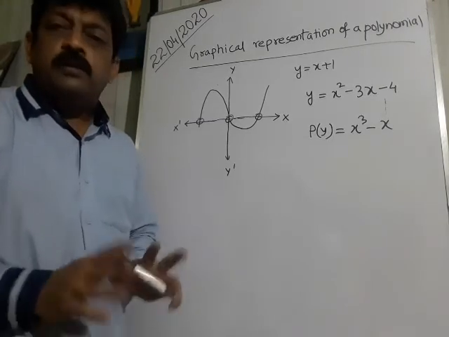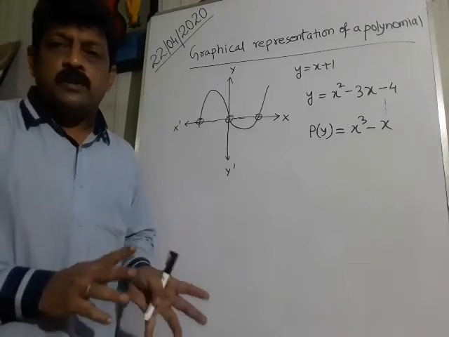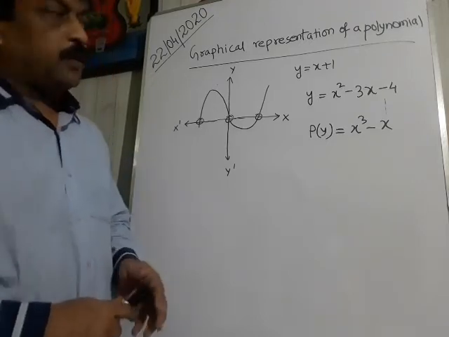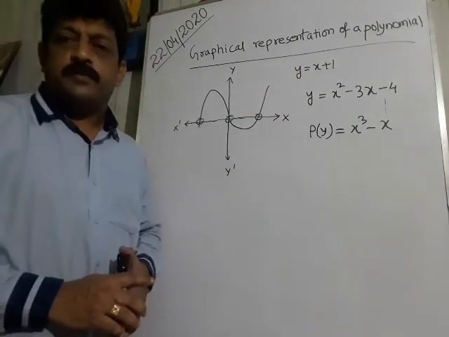So hope you have understood this part, how many zeros are there in a polynomial, and that can be found either by algebraic simplification or by graphical representation.